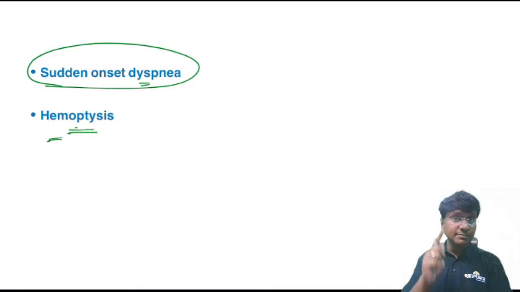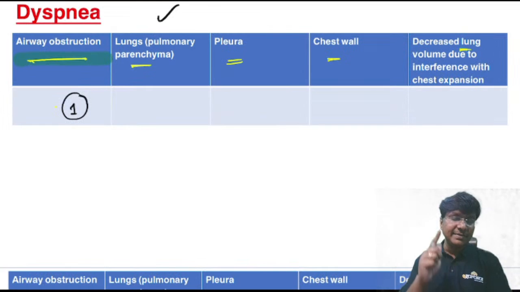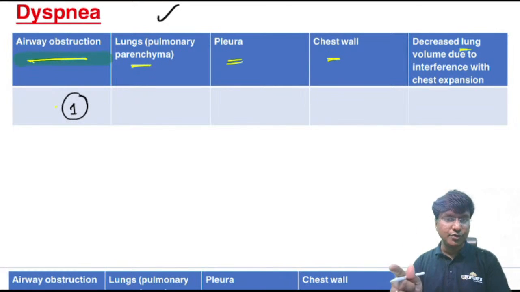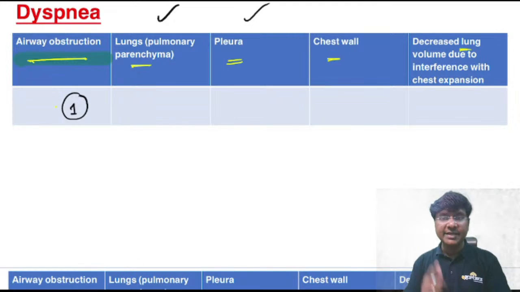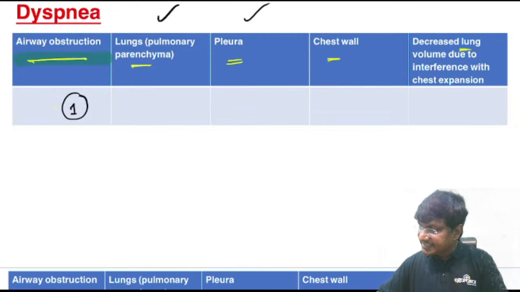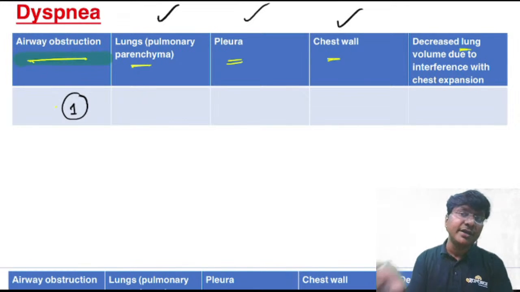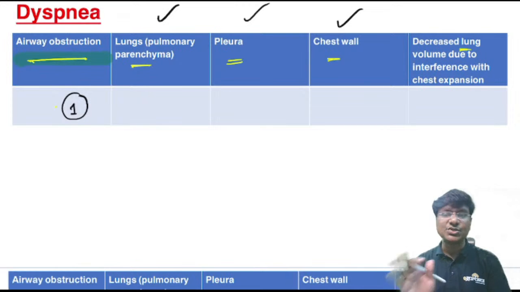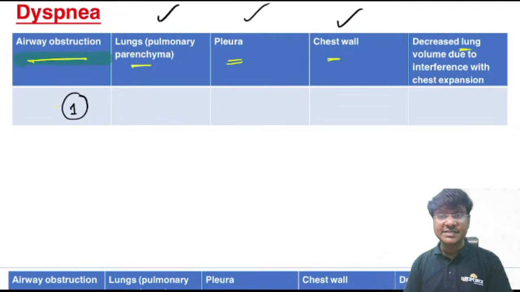Please remember, airway obstruction causing sudden onset dyspnea will be foreign body aspiration and angioedema. Lung pathologies causing sudden onset dyspnea will be acute exacerbation of asthma, acute exacerbation of COPD, pulmonary contusion, pulmonary hemorrhage, and non-cardiogenic pulmonary edema. The pleural causes will be tension pneumothorax, hemothorax, and spontaneous pneumothorax. The chest wall condition causing sudden onset dyspnea will be fractured rib. Any chest wall injury causing fracture of the ribs can cause pneumothorax, where the individual can present with sudden onset dyspnea.